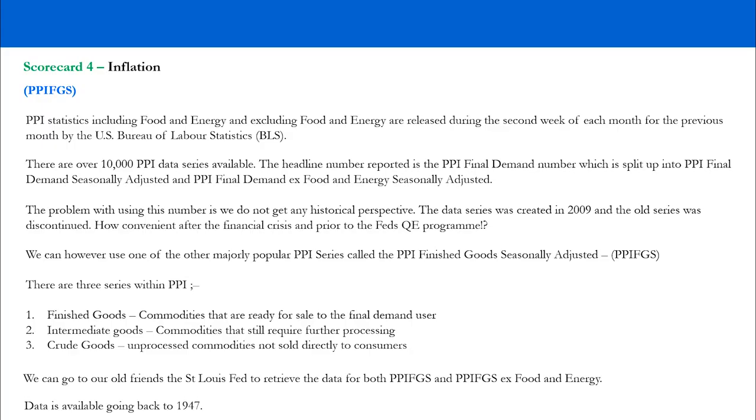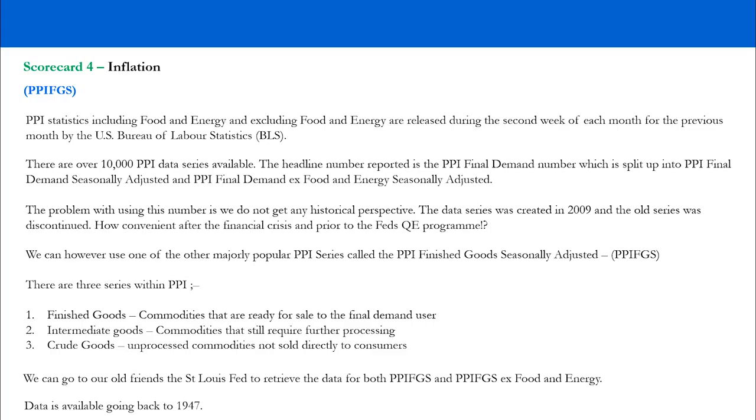What we're going to do is look further back, at the PPI series called the PPI finished goods seasonally adjusted number, so PPI FGS. There are 3 series within this PPI. We have finished goods, which are commodities that are ready for sale to the final demand user. We also have intermediate goods, which are commodities that still require further processing.